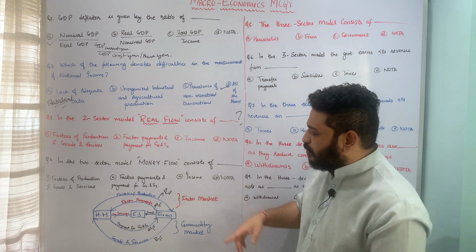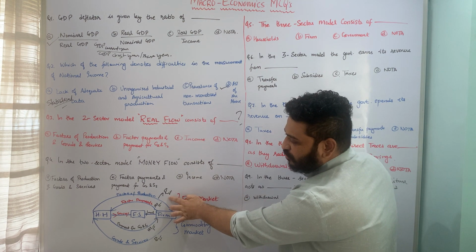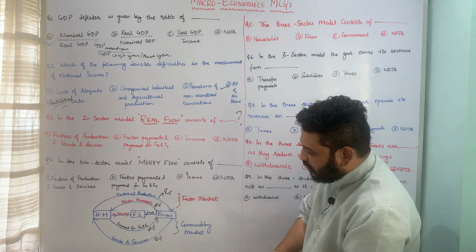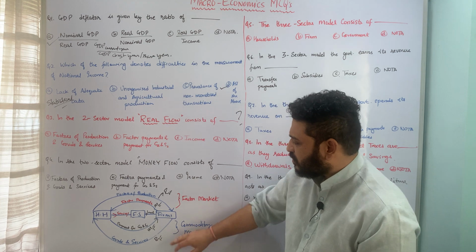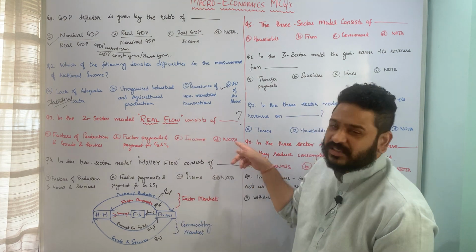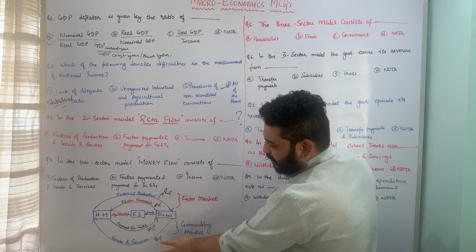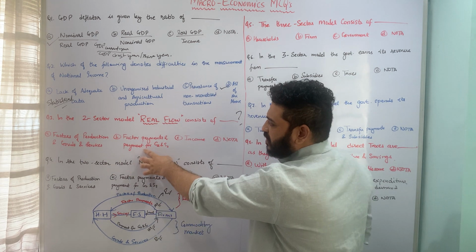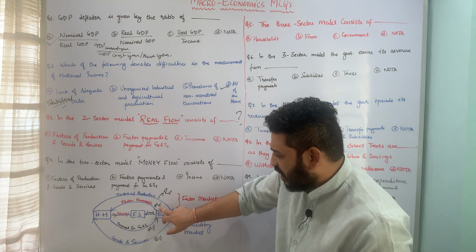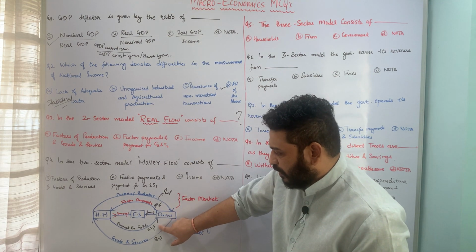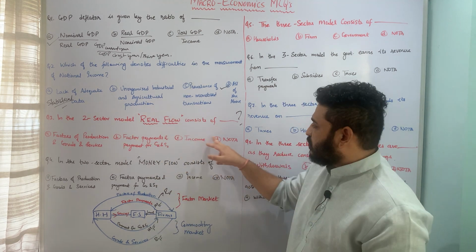In two sector model, now let us look at the factor market. In factor market, what do we have as real flow? Factors of production. In the commodity market, what do we have as real flow? We have goods and services. So let us look at these two in the options which are given to us. The first option is factors of production and goods and services. Second is factor payments and payment for goods and services. Now factor payments are money flow, and payment for goods and services also money flow. So this is not the income, obsolete, none of the above.